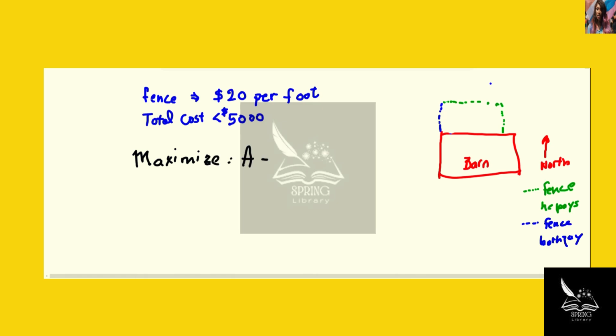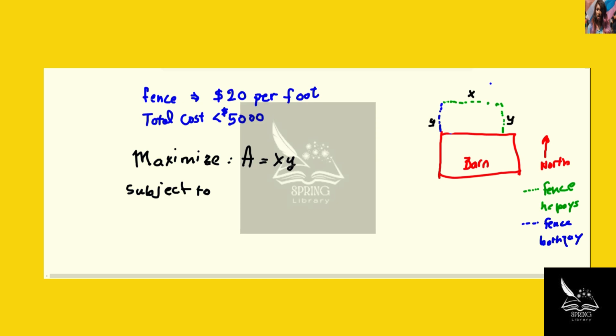Area equals, well, what's the equation for the area of a rectangle? Well, it's length times width, but we need to give our specific names. Let's call this one X because it's horizontal, and then these two will be length Y, so that's the lengths. So we're going to maximize X times Y, subject to, okay, the total cost has to be less than $5,000.